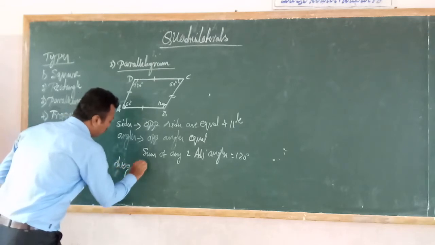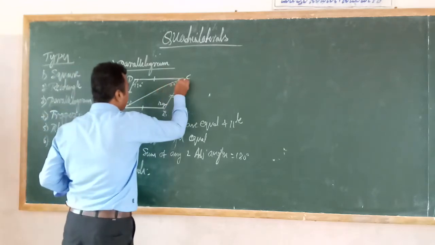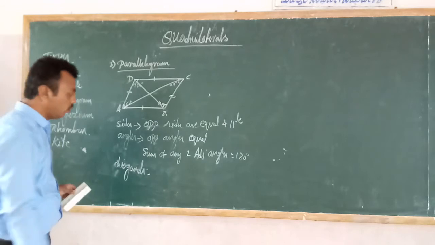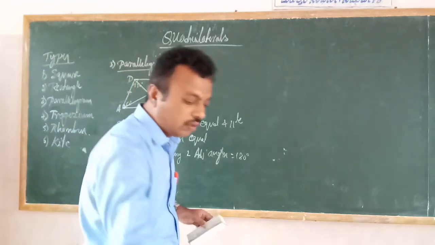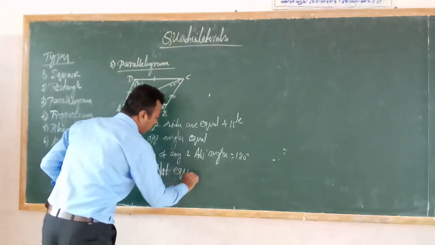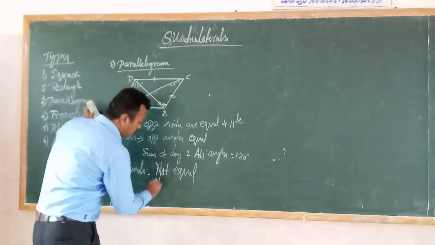So what are the diagonals? How are the diagonals? See, are the diagonals equal? No, diagonals are not equal. Diagonals are not equal. And then the diagonals intersect each other, yes, and the diagonals bisect each other.